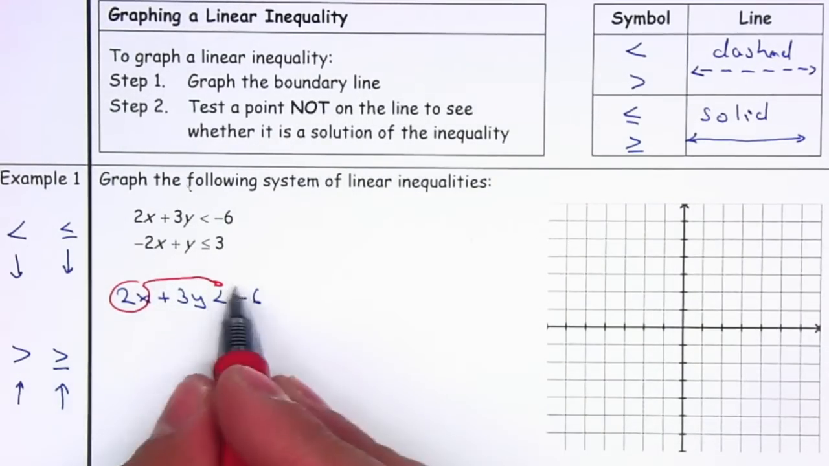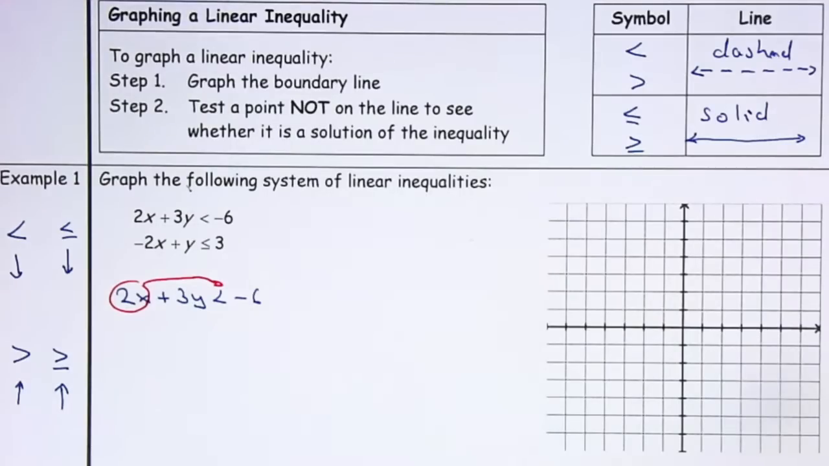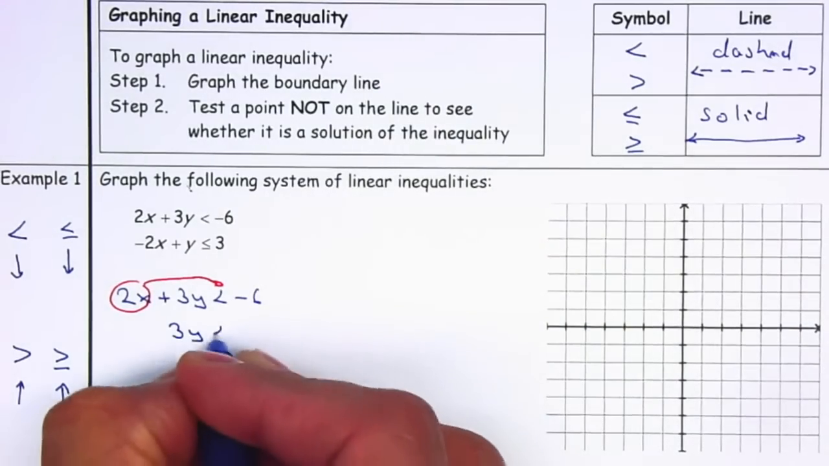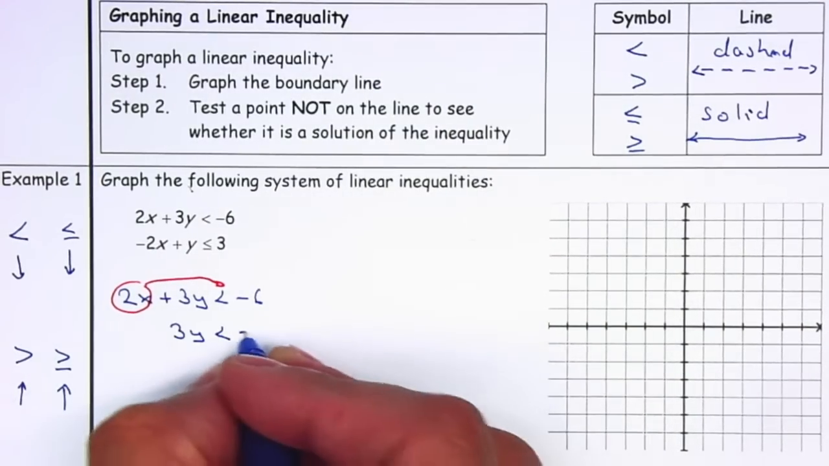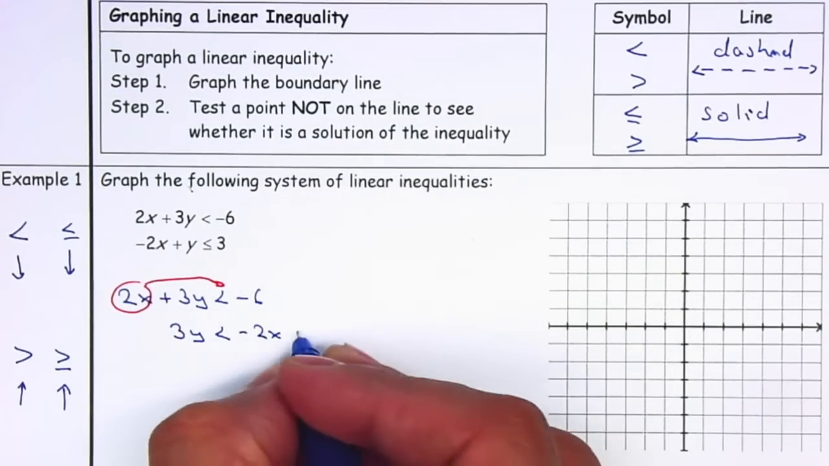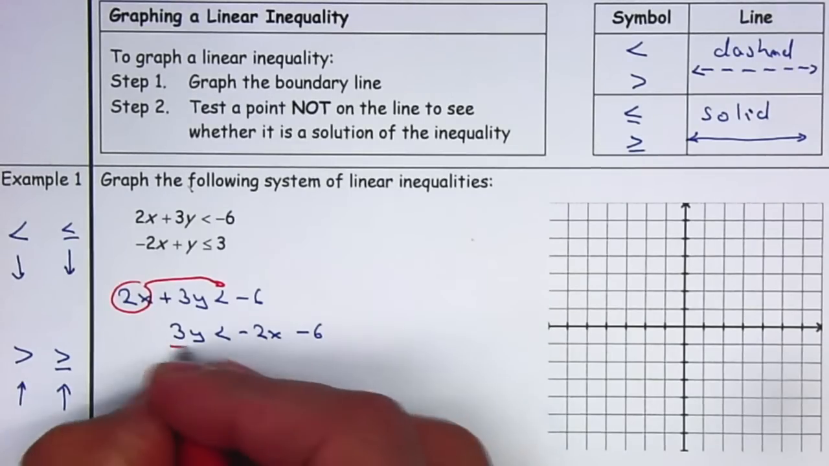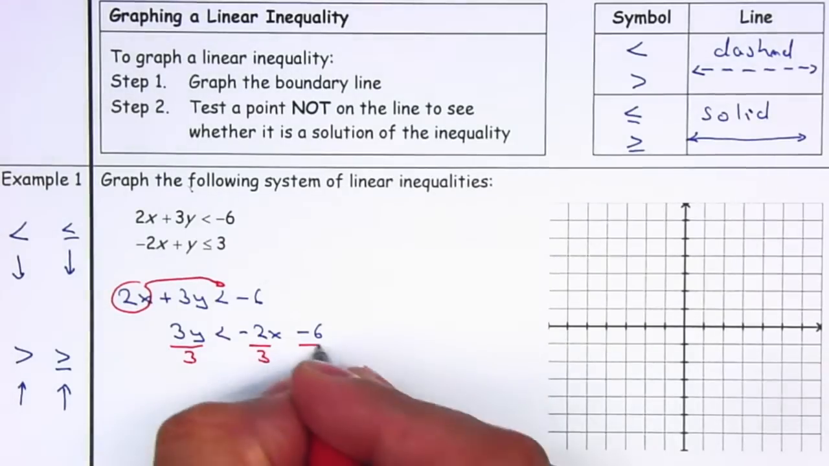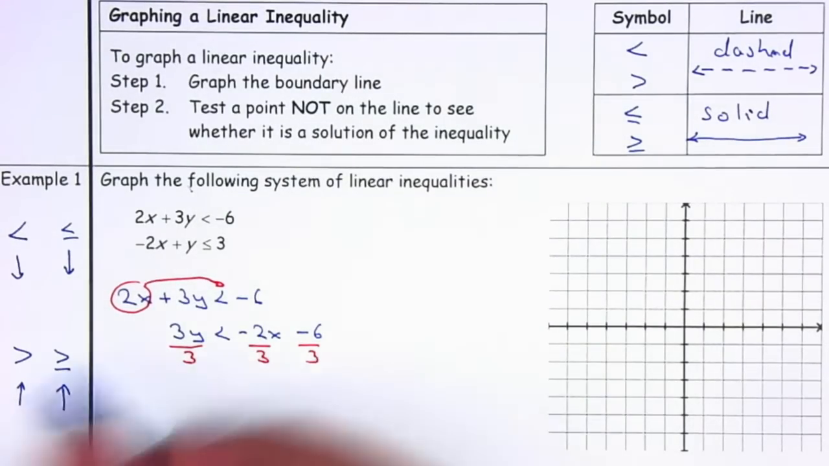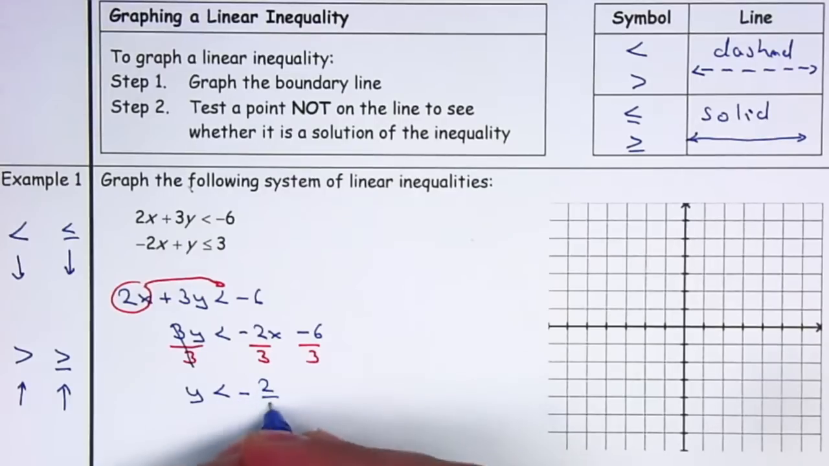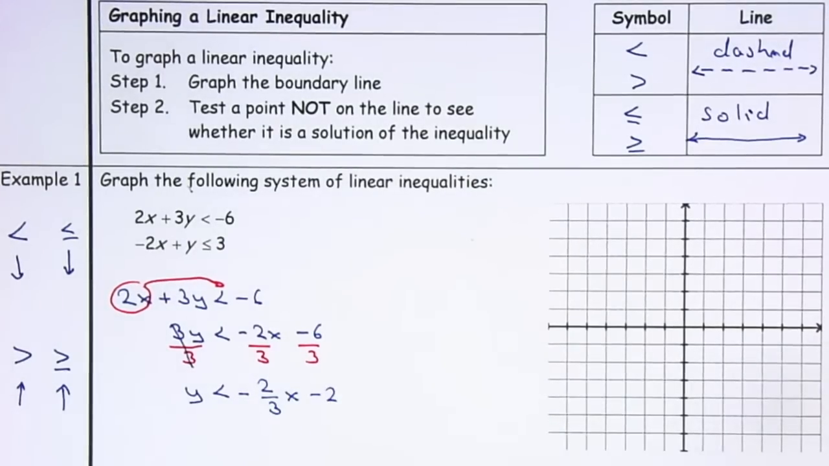So first thing, I'm going to move the 2x to the right. When I move it to the right, it becomes positive. So I have 3y less than. Remember to write down your x first, and then your constant. Now we're going to be dividing by 3 to leave the y by itself. The 3's cancel. So we have y is less than negative 2 over 3 x minus 2.